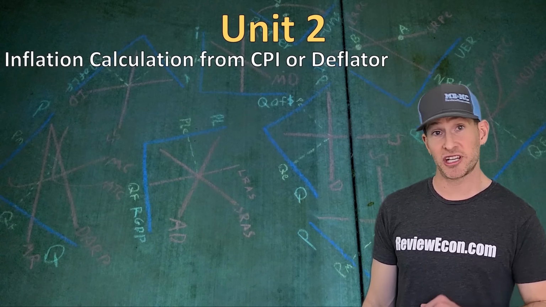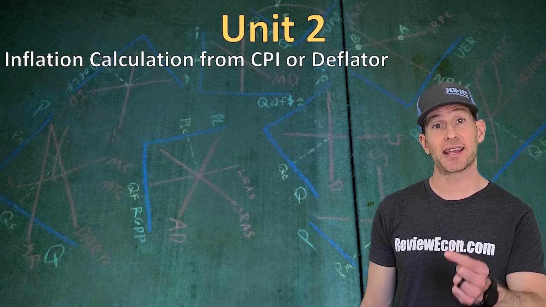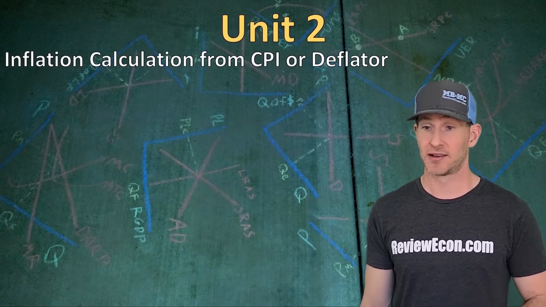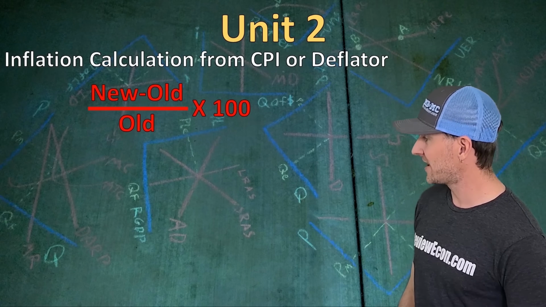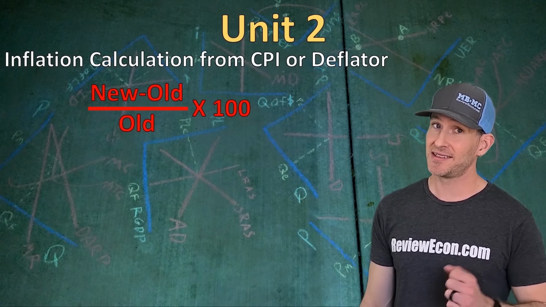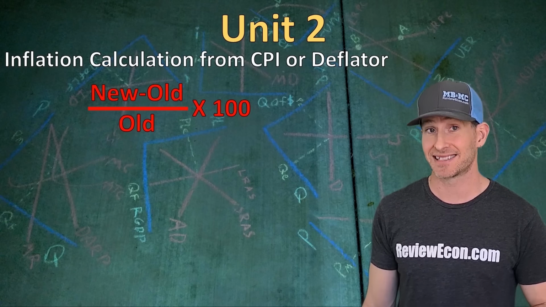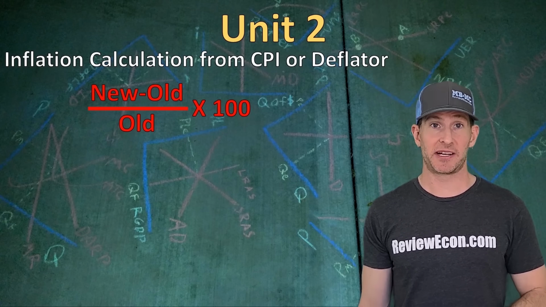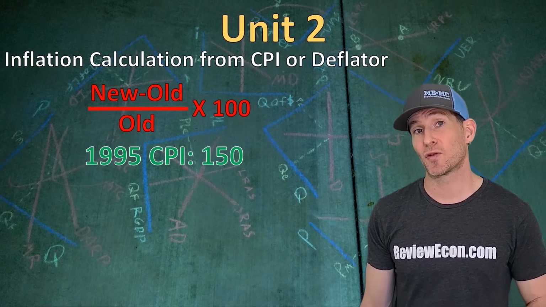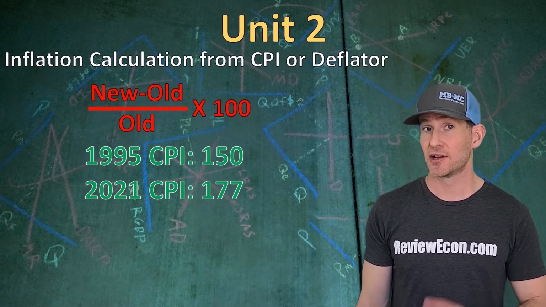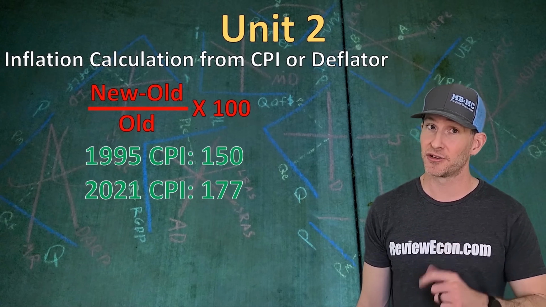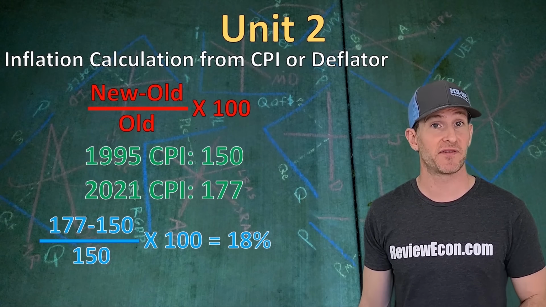If you are given two GDP deflators or two CPIs, you can calculate the amount of inflation between the 2 years through the following formula. New minus old divided by old times 100. You've seen that formula before when you were calculating your elasticity coefficients if you took micro. So if in 1995 we had a GDP deflator of 150, then in 2021 it goes up to 177, do the math to figure out the amount of inflation between those 2 years. New minus old divided by old times 100 tells us the amount of inflation was 18%.